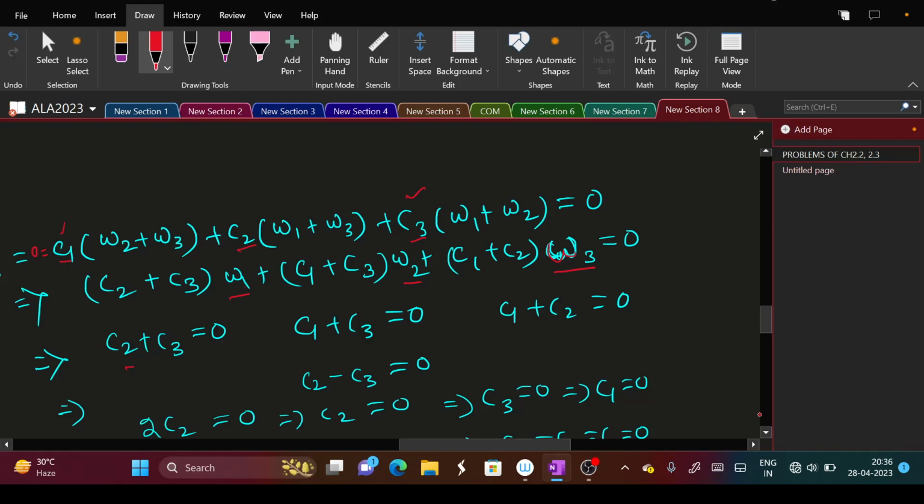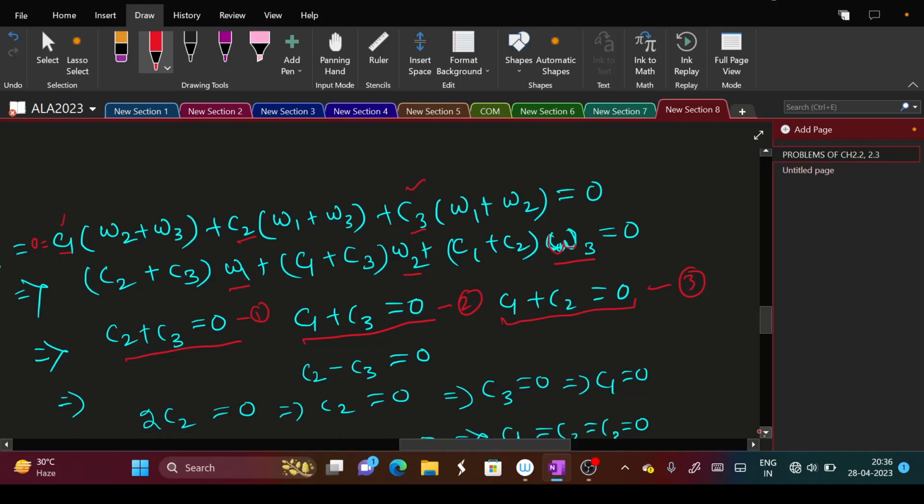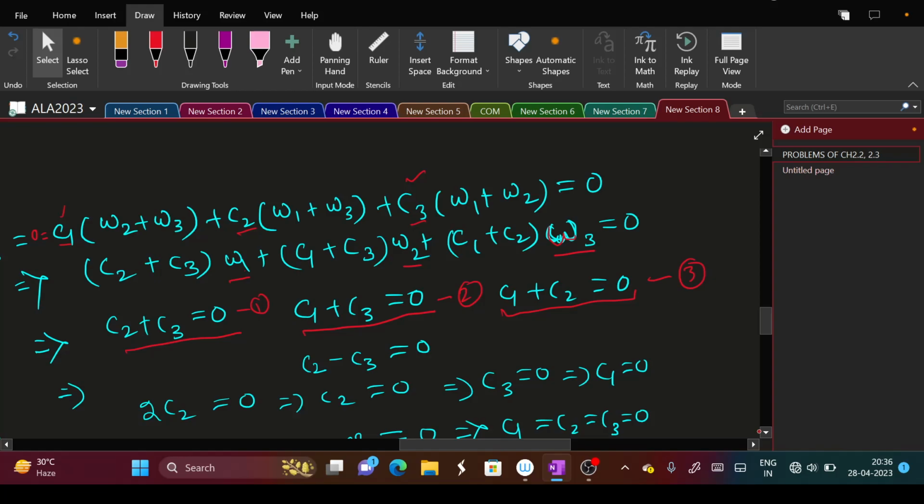That is C2 plus C3 is equal to 0, equation 1. C1 plus C3 is equal to 0, equation 2. C1 plus C2 is equal to 0, equation 3. Now let us subtract equation 3 minus equation 2. How much are we getting? C2 minus C3, because C1 cancels out. This is equal to 0. It is equation 4: C2 minus C3 is equal to 0.